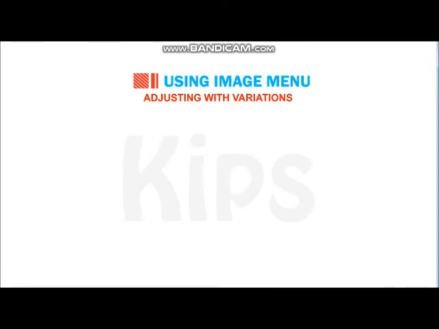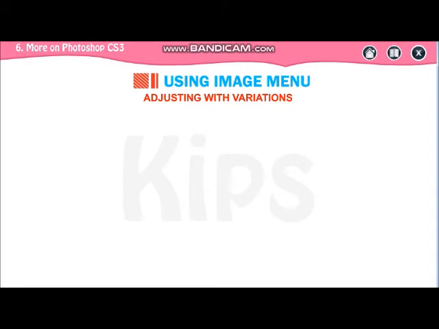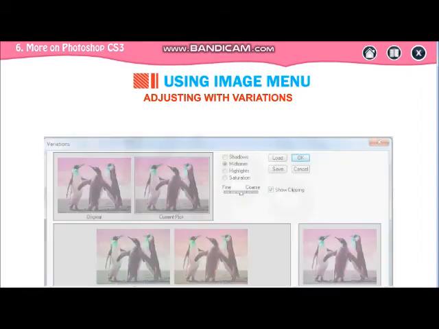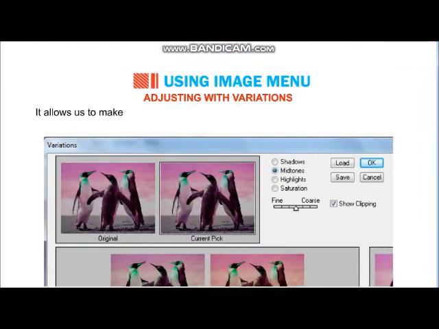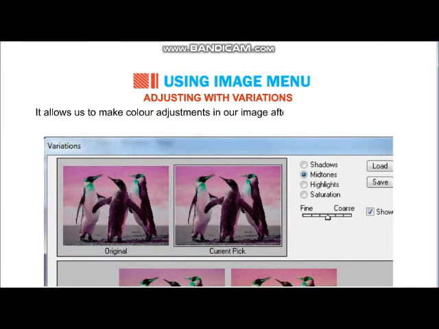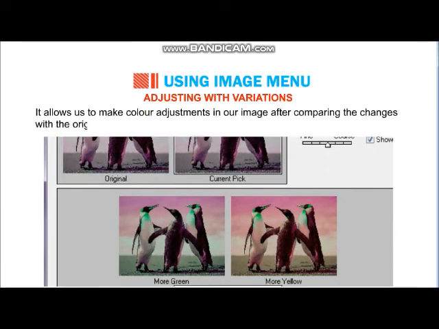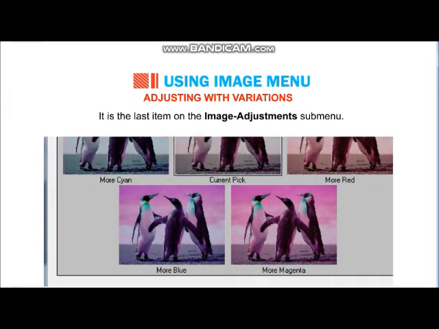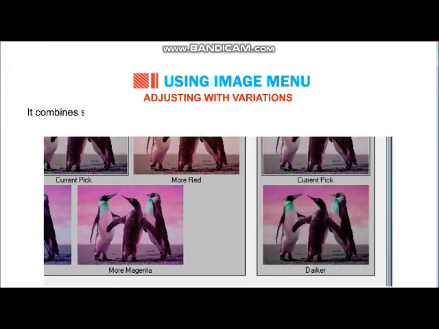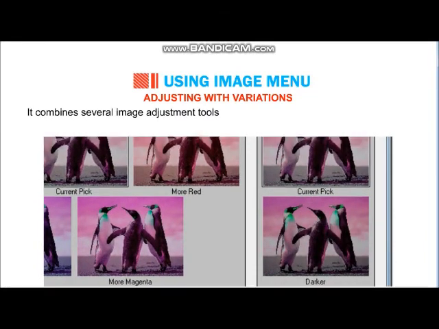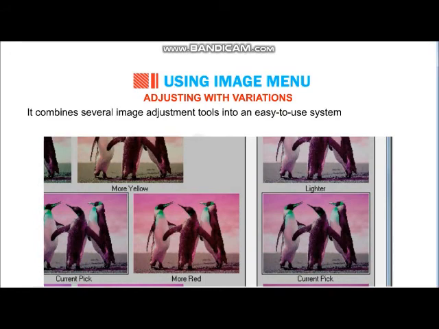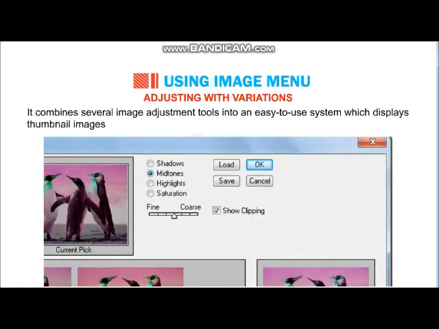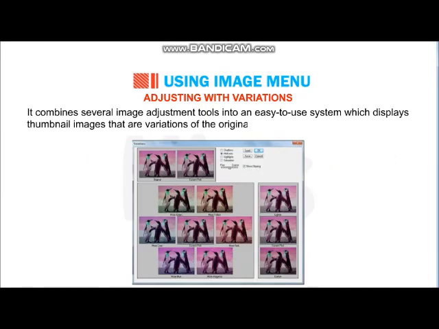Okay, now let's discuss how to adjust with Variations. It allows us to make color adjustments in our image after comparing the changes with the original settings. It is the last item on the image adjustment submenu. It combines several image adjustment tools into an easy-to-use system, which displays thumbnail images that are variations of the original image.